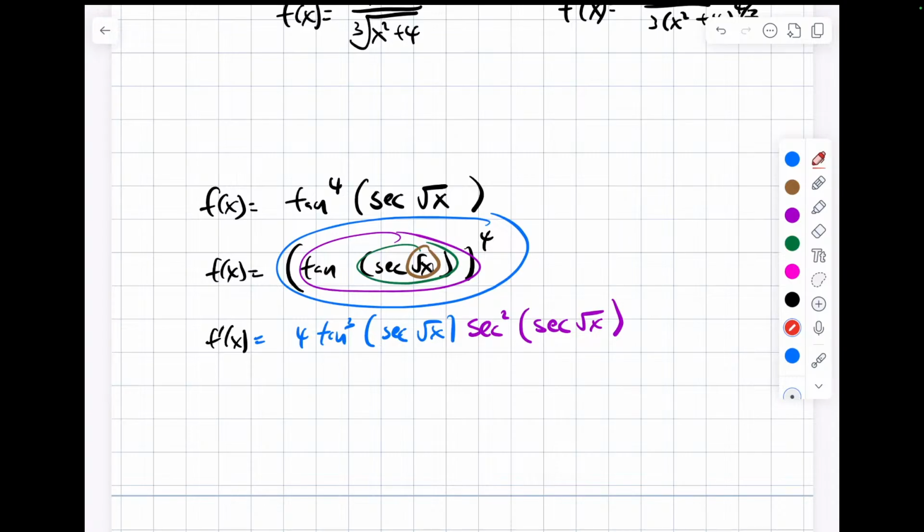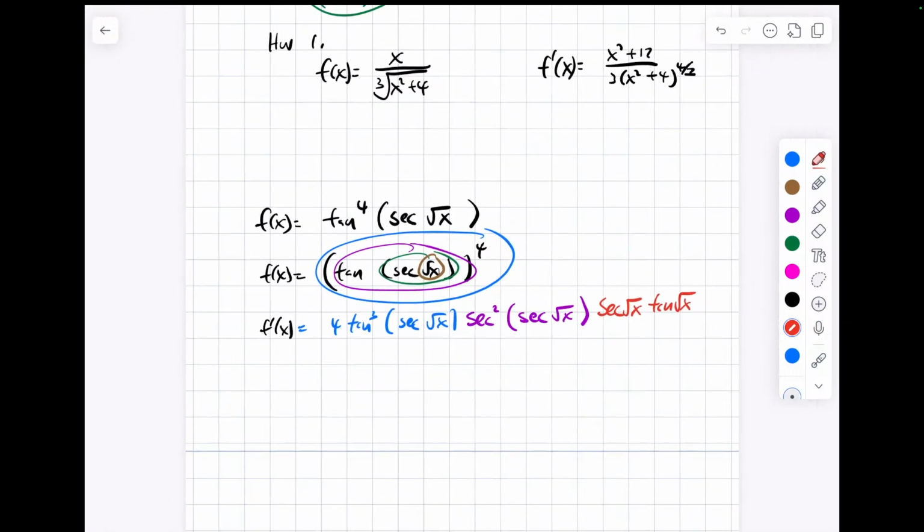I feel like a lot of people are going to make a mistake here, because the square root x is still inside the secant. Therefore, that's going to be secant square root x tangent square root x, not just secant and tan. The inside is still inside here. And times the derivative of the brown one, which is 1/2 x to the negative 1/2.